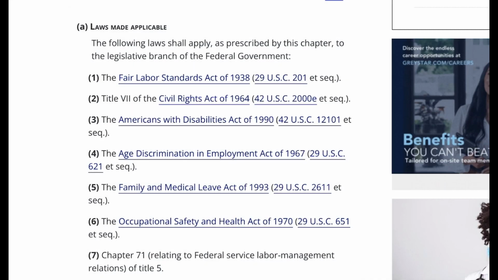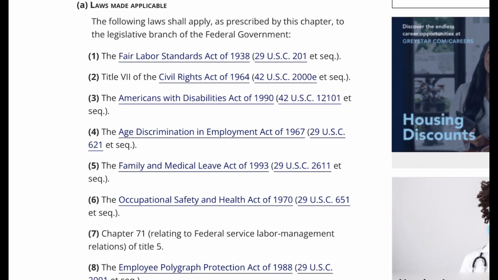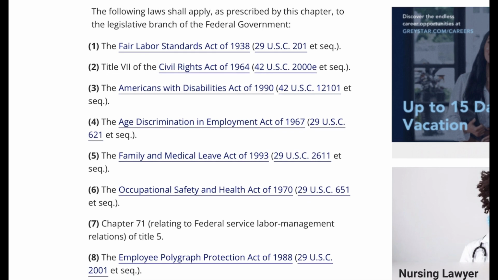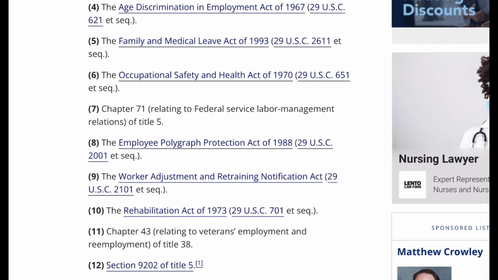A. Laws made applicable. The following laws shall apply, as prescribed by this chapter, to the legislative branch of the federal government. 1. The Fair Labor Standards Act of 1938, 29 U.S.C. 201 et seq. 2. Title VII of the Civil Rights Act of 1964, 42 U.S.C. 2000 et seq. 3. The Americans with Disabilities Act of 1990, 42 U.S.C. 12101 et seq. 4. The Age Discrimination in Employment Act of 1967, 29 U.S.C. 621 et seq. 5. The Family and Medical Leave Act of 1993, 29 U.S.C. 2611 et seq. 6. The Occupational Safety and Health Act of 1970, 29 U.S.C.